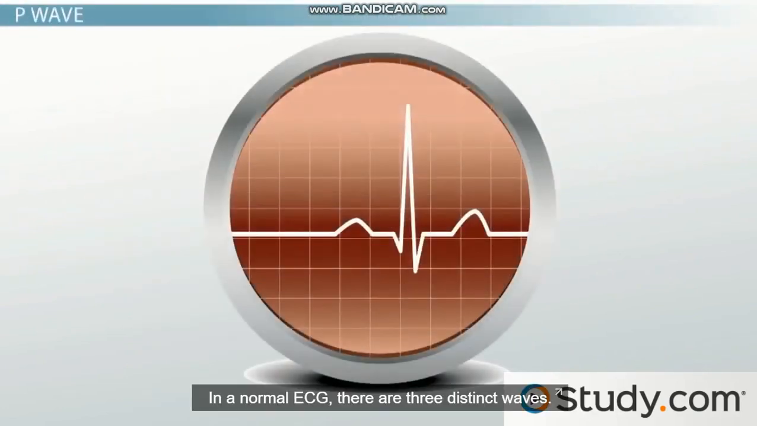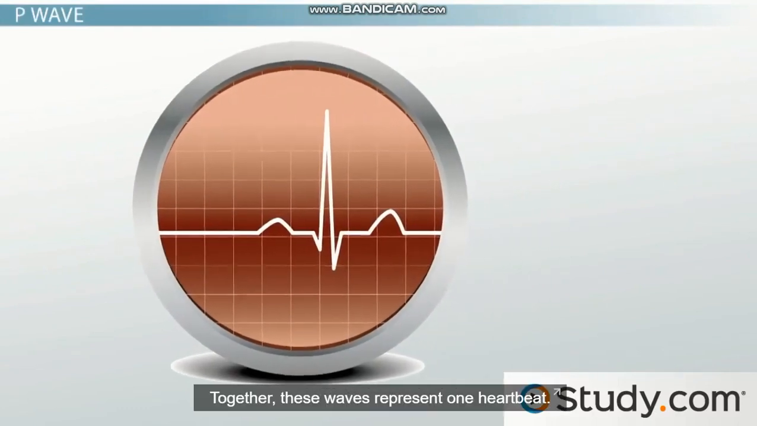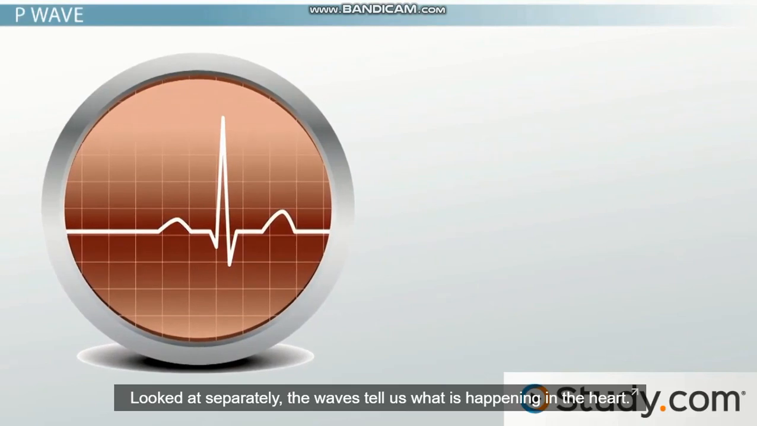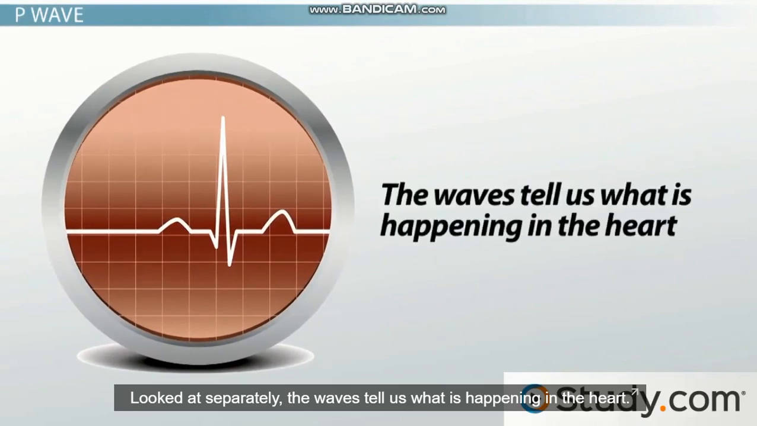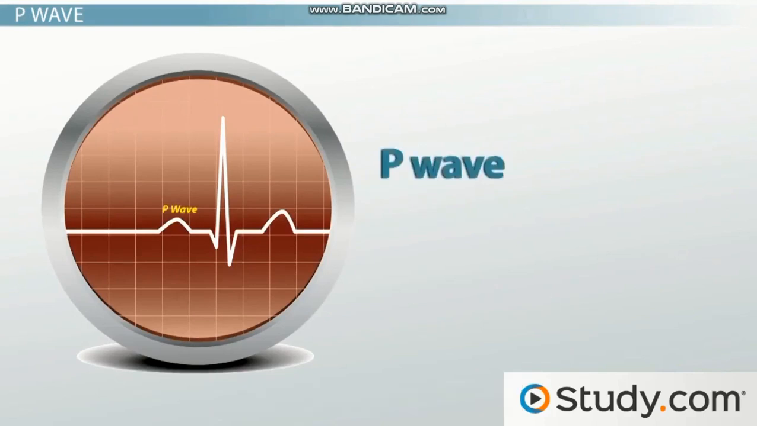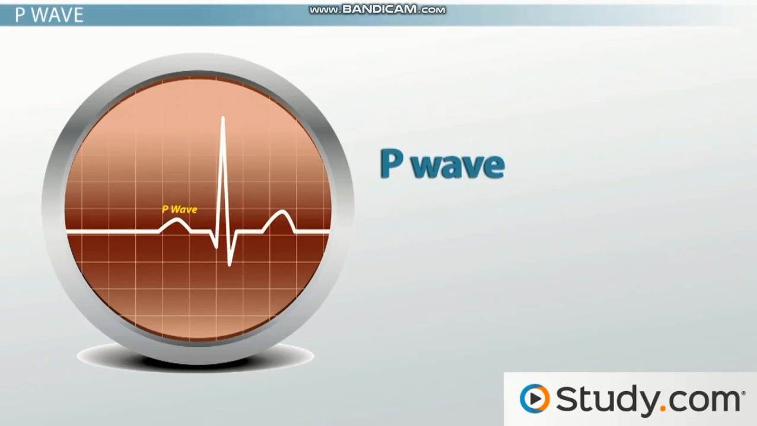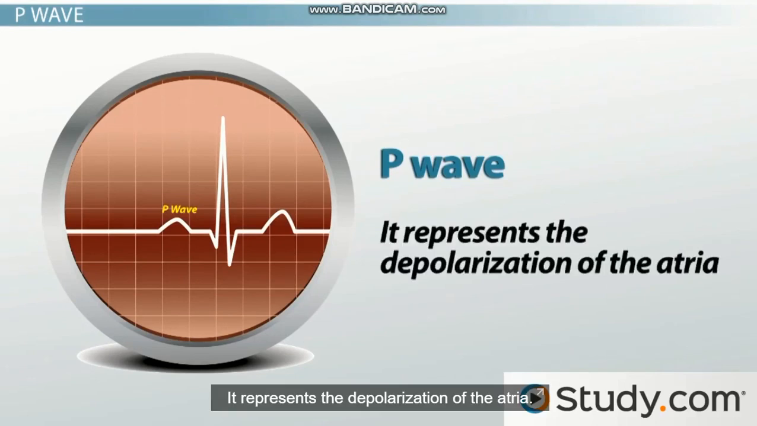Now, in a normal ECG, there's 3 distinct waves. And together, these waves represent one heartbeat. Looked at separately, the waves tell us what's happening in the heart at a certain time. Now, the first wave is called the P wave, and you can see from this picture that it's a relatively small wave. It represents the depolarization of the atria.